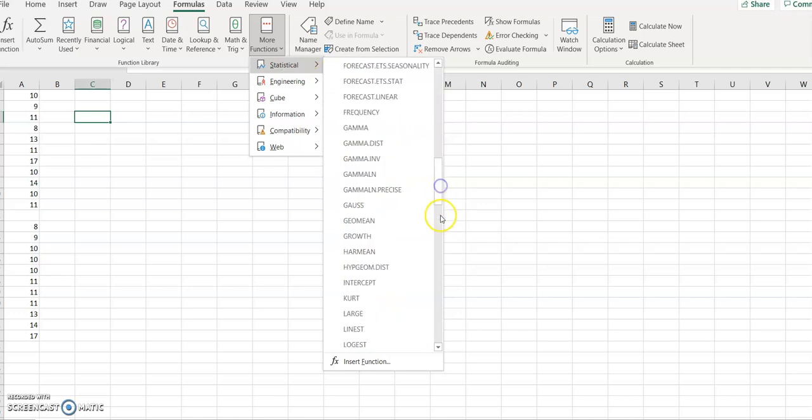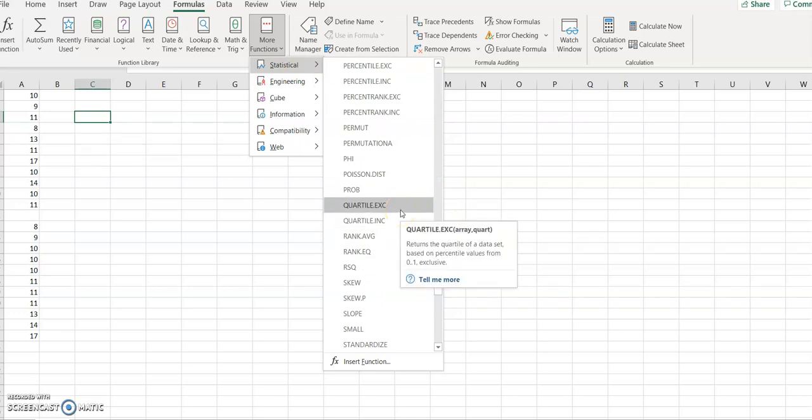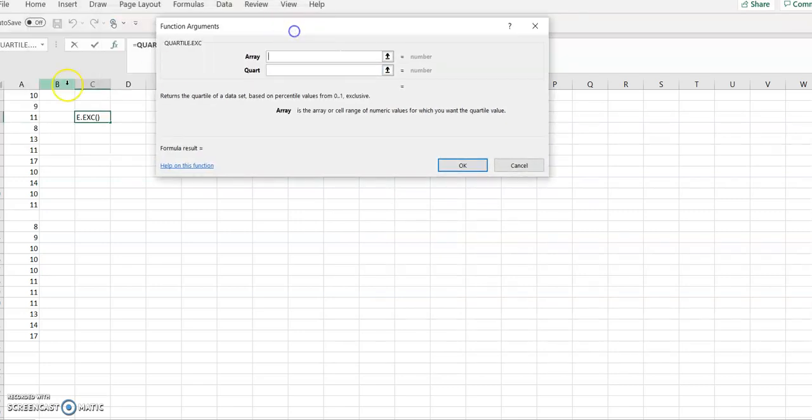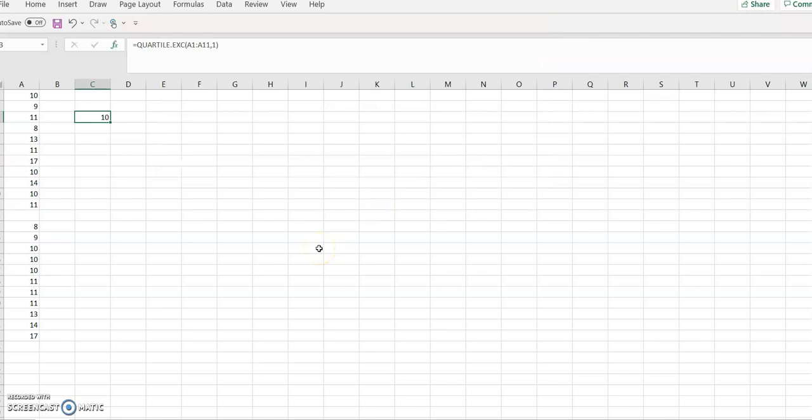Okay, so we go to QUARTILE.EXC. Use QUARTILE.EXC. Don't use INC. Use EXC. Then it asks for an array. You would select the whole array. Then it asks for which quartile. We're looking for quartile 1, so you would enter 1, and there's your answer, 10, which we already got by hand.